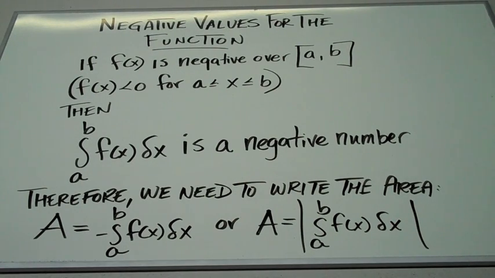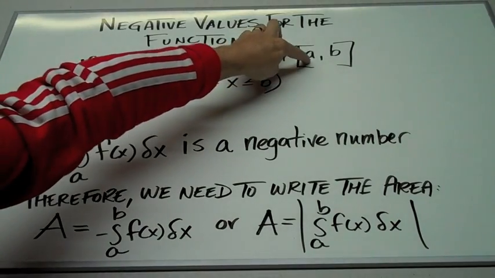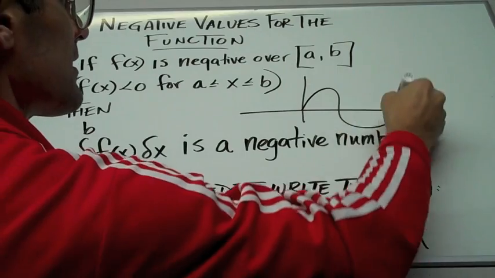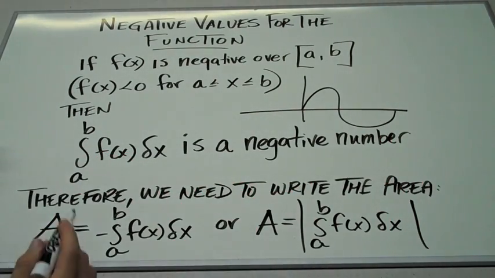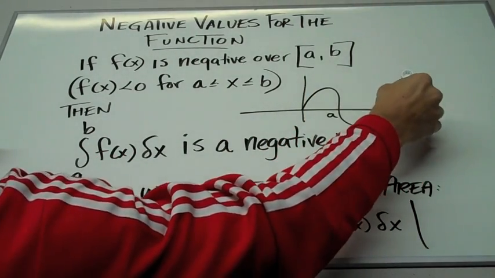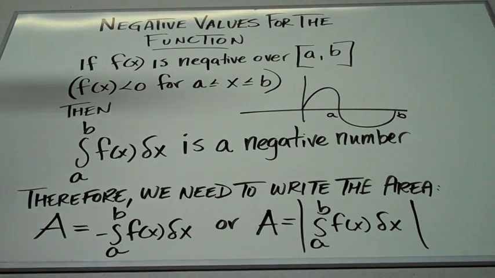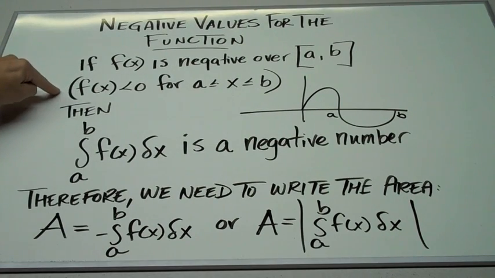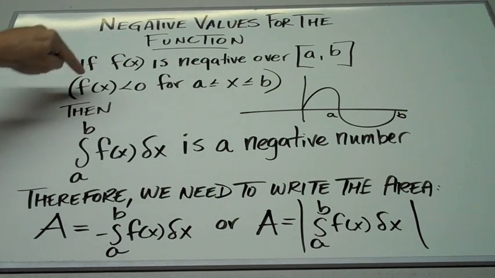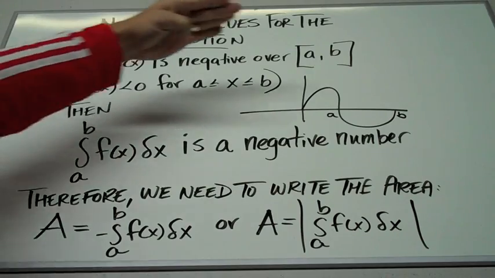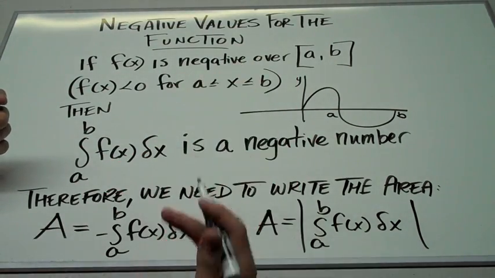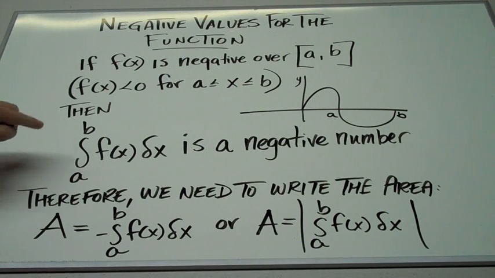Let's now talk about negative values for the function. If f of x is a negative number over the interval x equals a to x equals b, so if I have a picture of this like this, where somewhere from a to b, we'll call this a and this b, somewhere from a to b our function dips below the x-axis. In other words, f of x, another word for that is y. The y value for x between a and b, the y value is less than 0. In other words, we're dipping below the x-axis because here is y, or f of x. If that is below 0, that means our function value is negative.